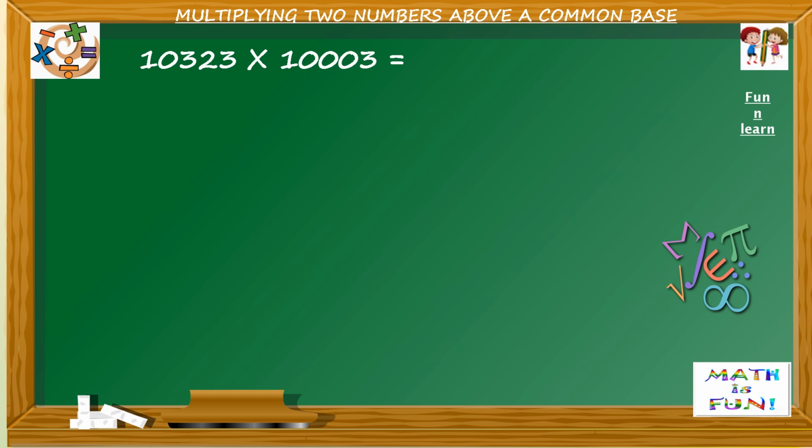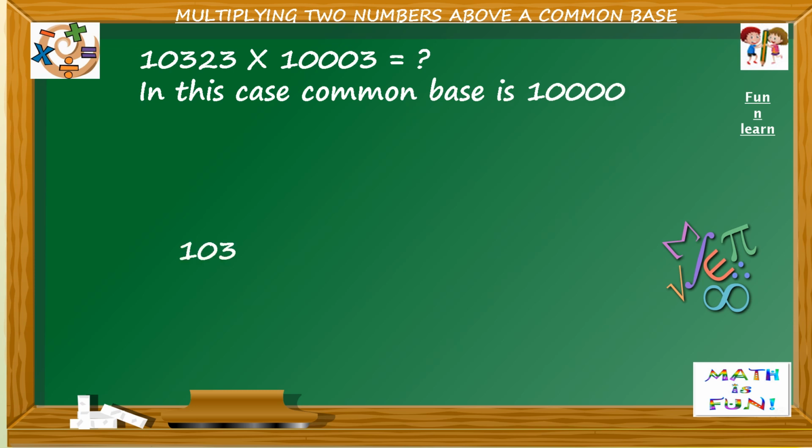Bigger number multiplication, try 10323 into 10003. In this case, the common base is 10,000. As 10323 is 323 above 10,000 and 10003 is 3 above 10,000.